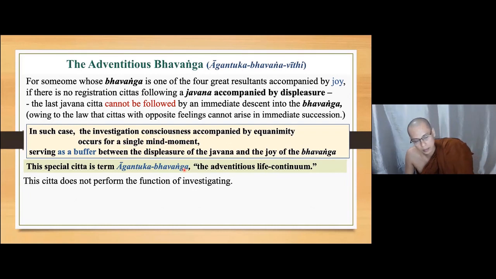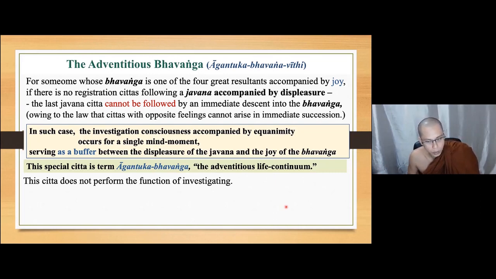That's why the scholars give the name adventitious bhavanga, or the adventitious life continuum, to that mind moment. This is a very rare case, but we need to explain the process for that situation also.